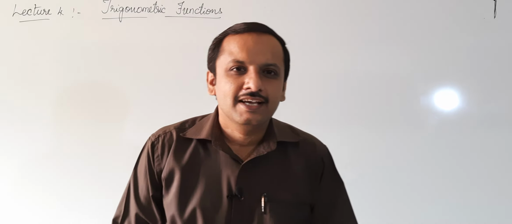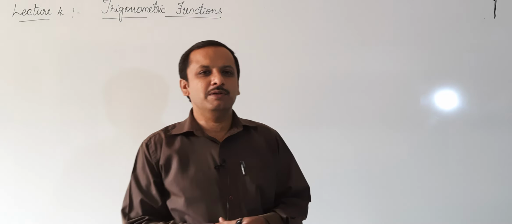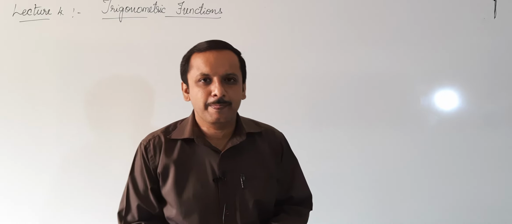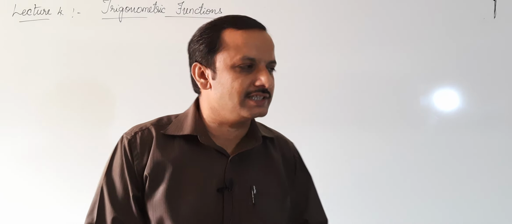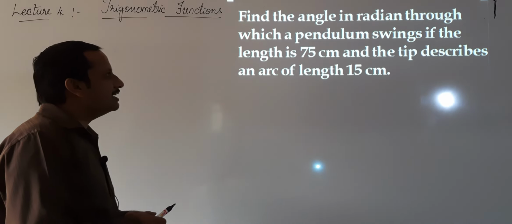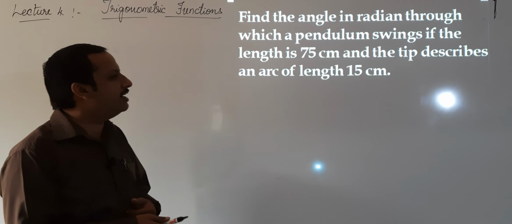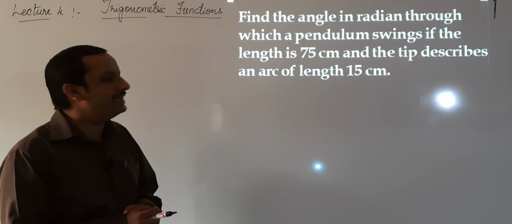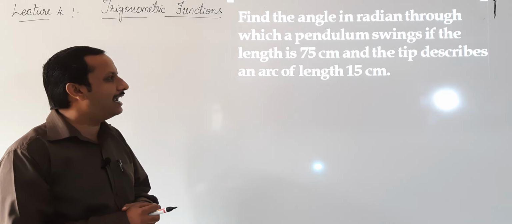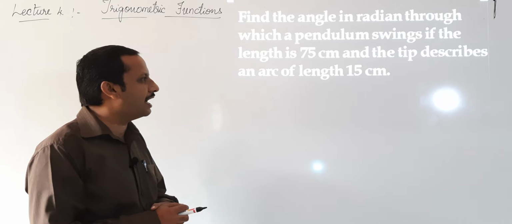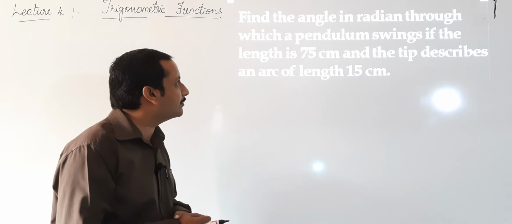Good evening, students. Let us continue our problems on radian measure. Let's have a look at the next question. The question is, find the angle in radian through which a pendulum swings if the length is 75 centimeter and the tip describes an arc of length 15 centimeter.